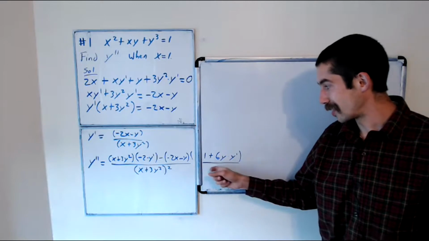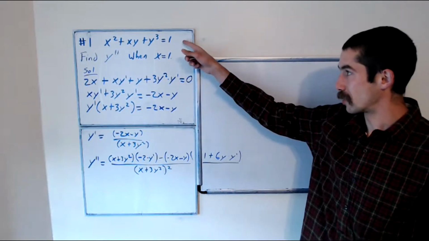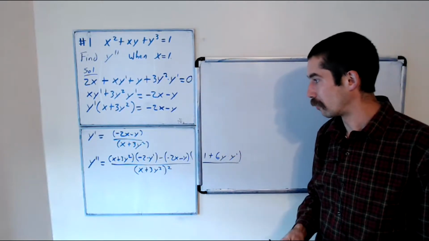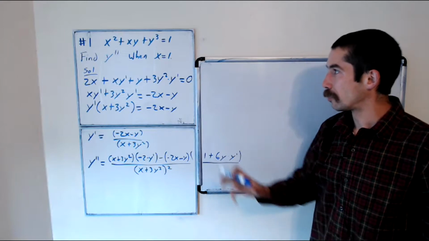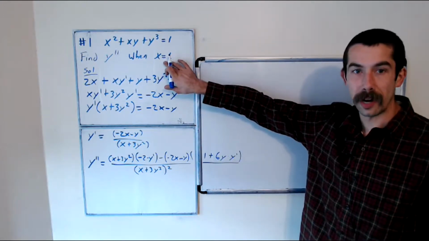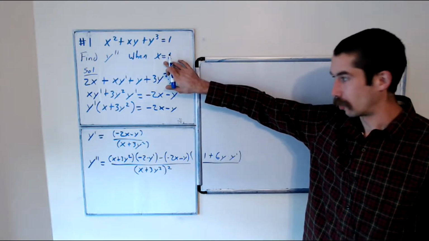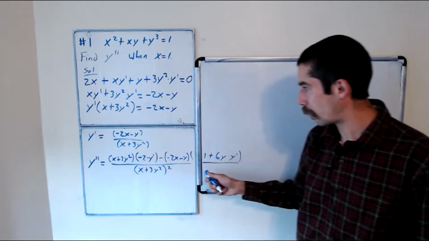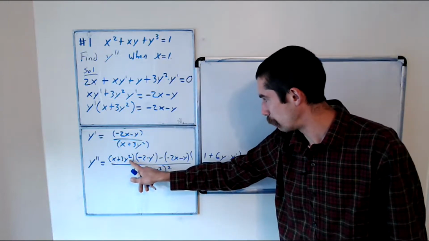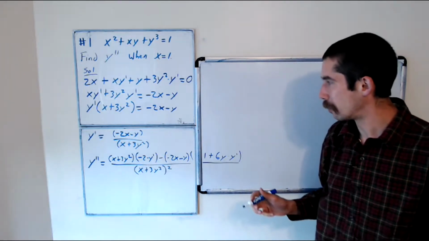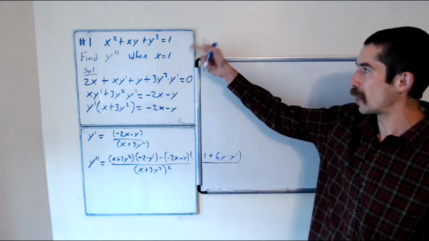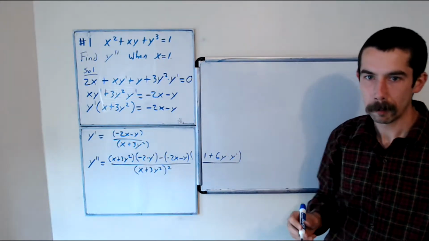Right, so this is the second derivative of this curve at any x and y value. We want to find what the second derivative is when x equals 1. Okay, and so if we look at our equation for y double prime, we need x, we need y, and we need y prime when x equals 1. So let's first find y when x equals 1.